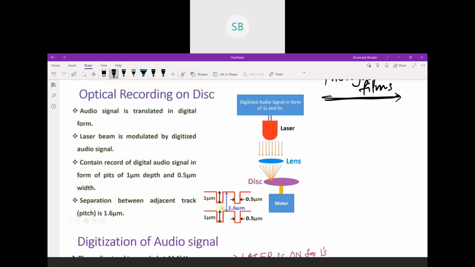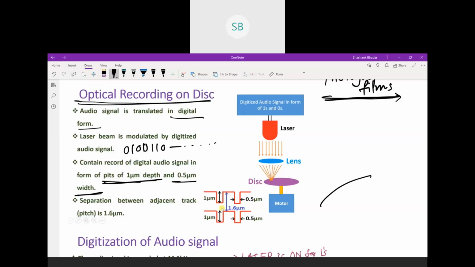Optical recording on the disk. Here we have the assembly. The audio signal is translated into digital form, as we have seen earlier. Then the laser beam is modulated in accordance with what? The digitized audio signal data, that is in the form of 1010110, or whatever the conversion may be. The third one contains a record of the digital audio signal in the form of bits of this much depth and this much width. So basically you have a channel.